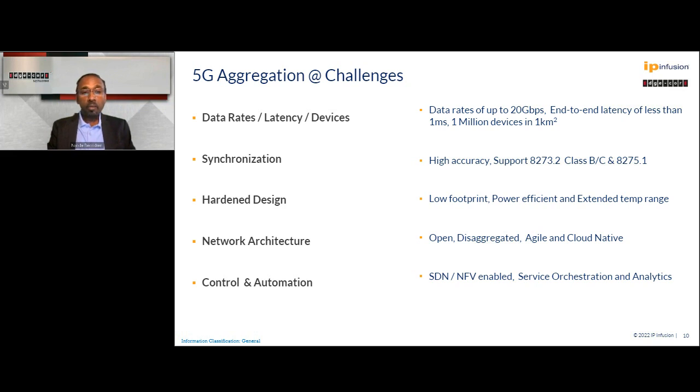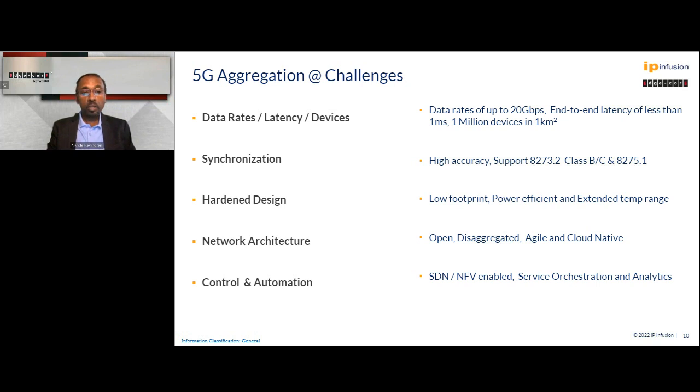And talking about network architecture, I think it is key that the network is open, disaggregated, agile, and cloud native. Why does it need to be this way? It is because of the 5G use cases and the varied types of requirements they pose on the network. And one other important challenge is meeting the cost optimization that is required while deploying networks at this scale.